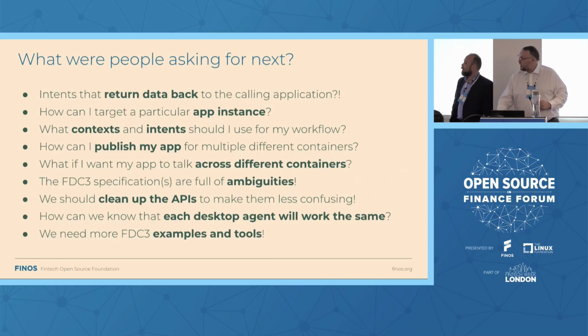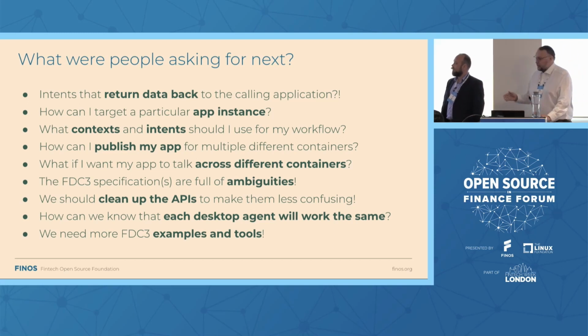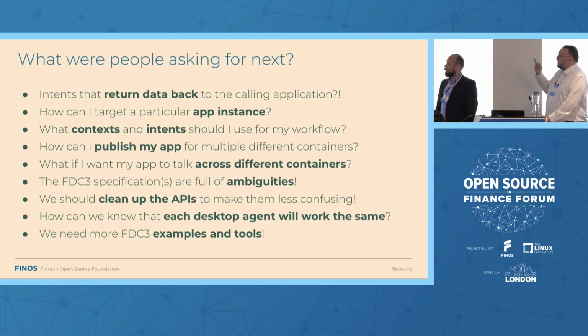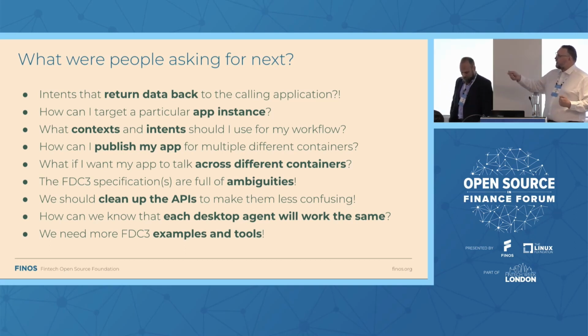So what were people asking us about? What were some of these big things that we had to tackle? Well, they were saying, like, how can I have intents that return data back? How can I target a particular app instance? What context and intents should I use? There aren't enough. Like, how can I publish my app easily?